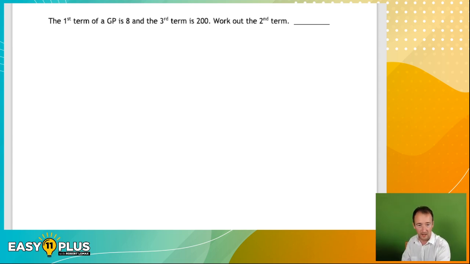So here, I'm just going to write out what's going on here. The first term is 8, then there's something, and then there's 200. And I know that with the geometric progression, I'm going to be timesing by the same amount each time. So this is going to be times, whoops, that's a very messy time symbol indeed. I think I can do better than that. So it's going to be times something. What should we call the something? Just come up with a letter name. I'm going to call it y.